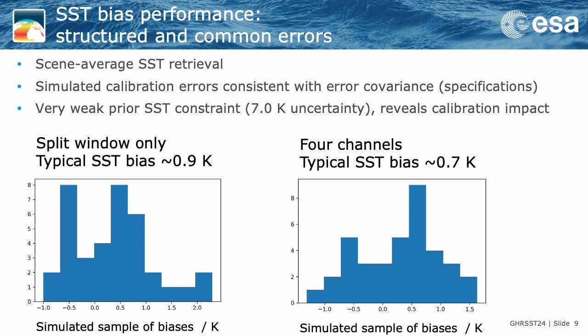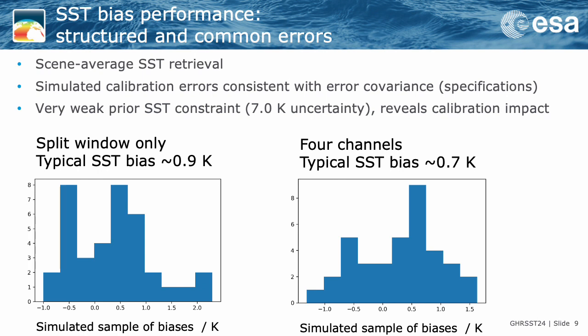First of all, I'm going to look at how this does in terms of SST bias across the whole scene. So I'm doing scene average SST retrievals. The brightness temperatures are adjusted with simulated errors consistent with the error covariance given the specifications we saw earlier. And in order to expose the full impact of those calibration issues, I'm using a very weak prior SST constraint, in this case of a large uncertainty of 7 Kelvin.